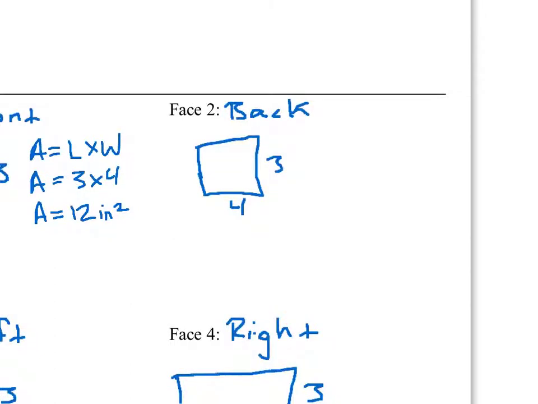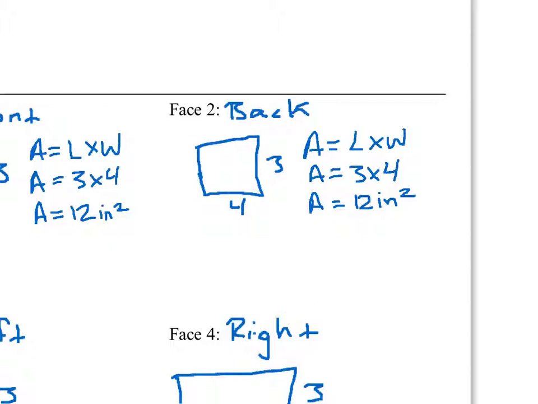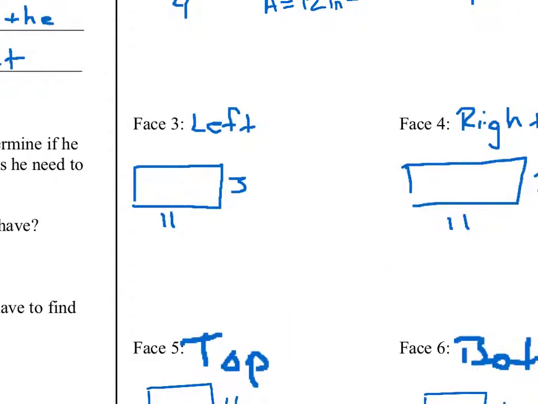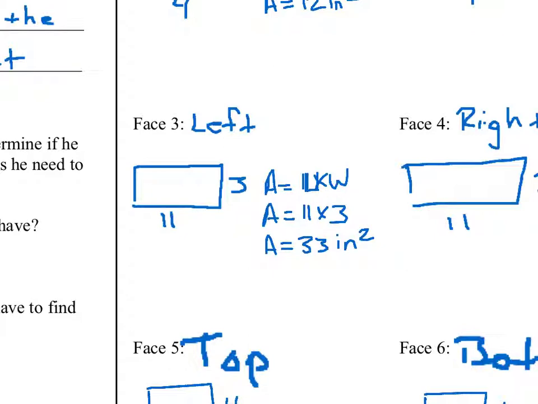Looking at our area for the back, I need to find out how much area of wrapping paper I need to cover the back. So to cover the back, I need 12 square inches. Moving on to the left. If I want to cover the left side of this box, length times width equals 11 times 3. I need 33 square inches of wrapping paper to cover the left side of the box.